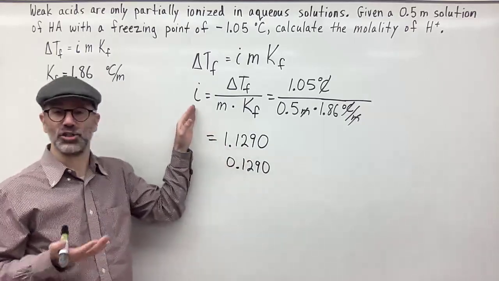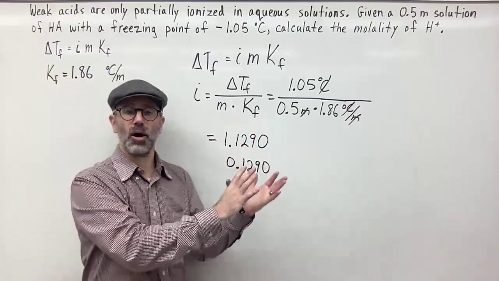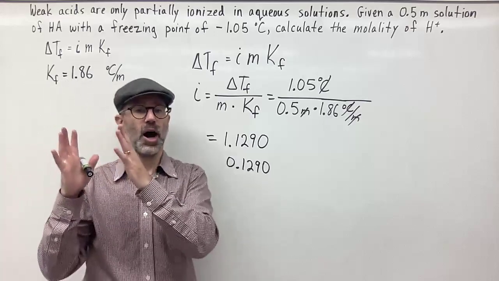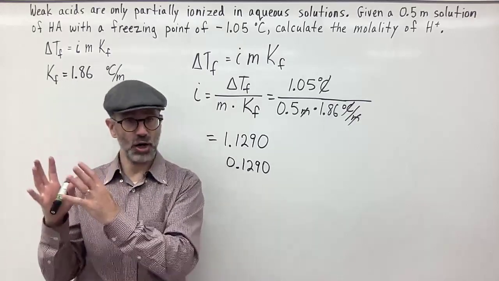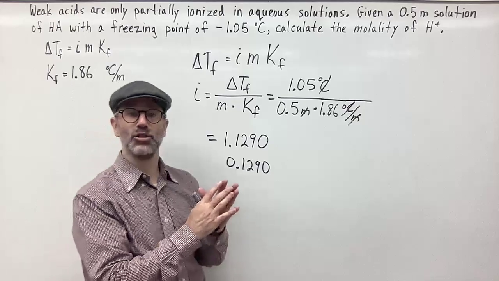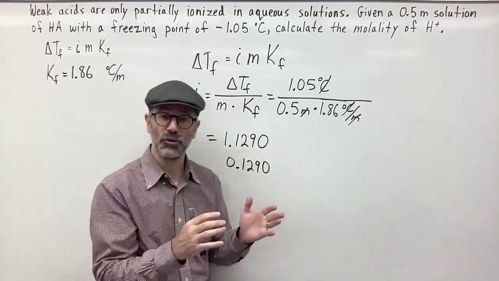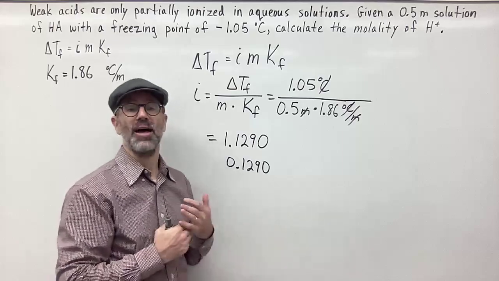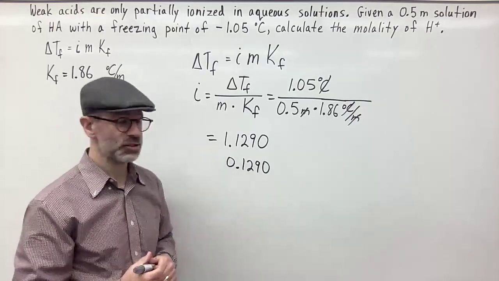Our Van 't Hoff factor should be 1. So for every one particle we put in water, we get one particle that's dissolved in the water. In this case, for every one unit of the HA that we dissolve in water, we get 1.1290 of those particles. So that means we gain an extra 0.1290. That has to be due to the H plus, right?